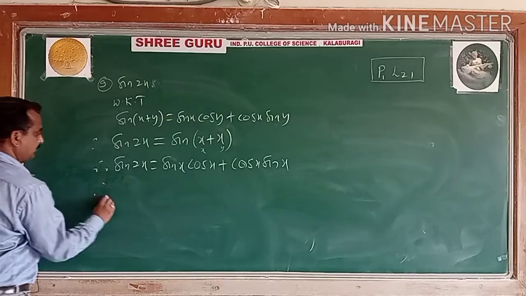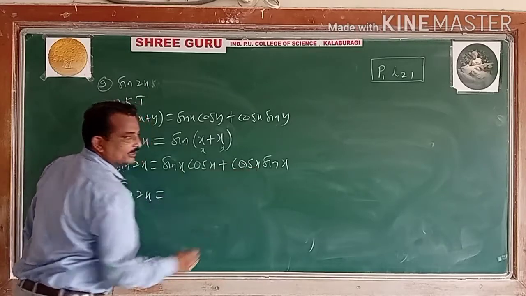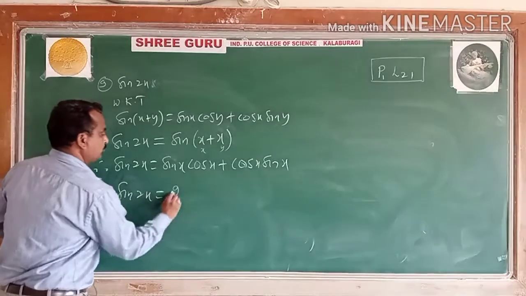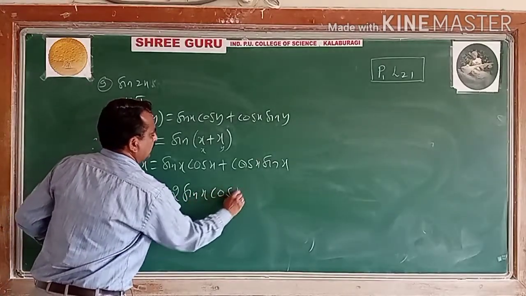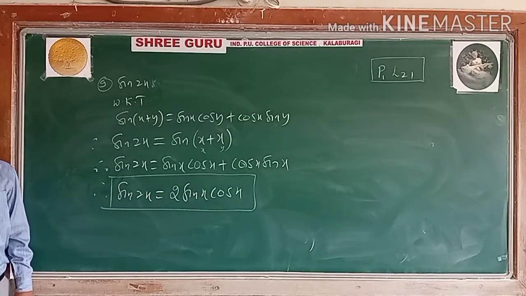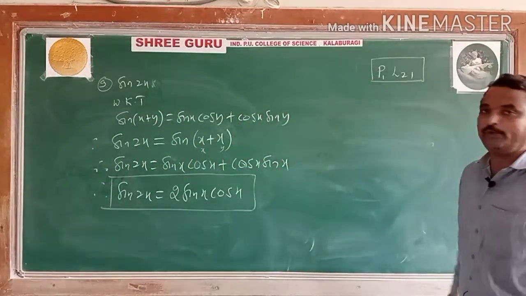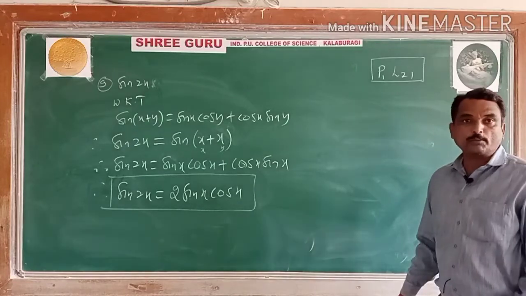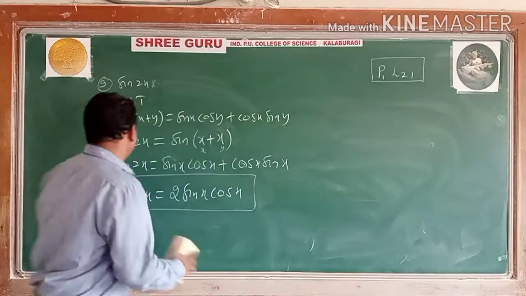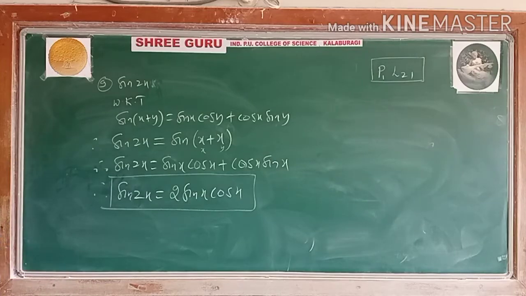See the terms become sin of 2x equal to sin x cos x plus cos x sin x. Are the terms the same? Sin x cos x plus cos x sin x is 2 times sin x into cos x. So sin of 2x is equal to 2 sin x into cos x. This is the sin 2x formula, students, you have to remember it.